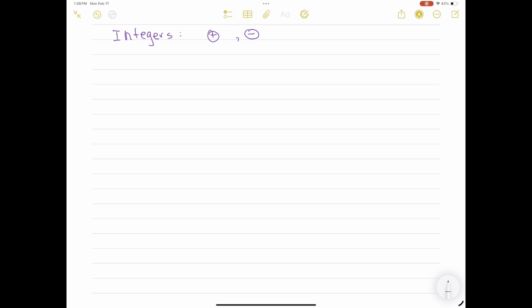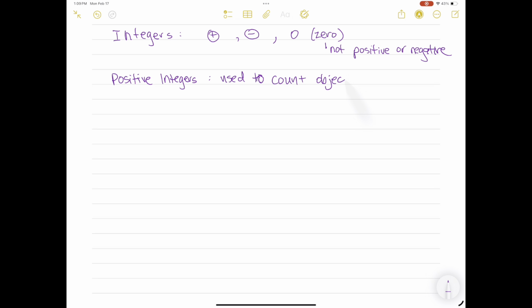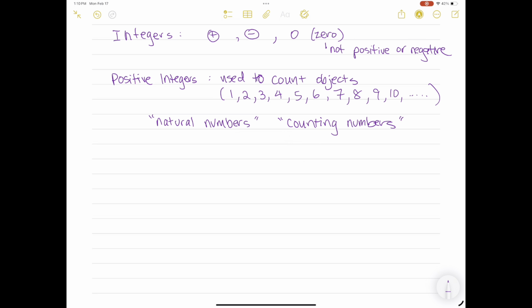Integers. They are positive integers, negative integers, and zero. Zero is an integer, neither positive nor negative. Positive integers, numbers which we use to count objects, such as 1, 2, 3, 4, 5, 6, 7, 8, 9, 10, etc. They are also called natural numbers or counting numbers.